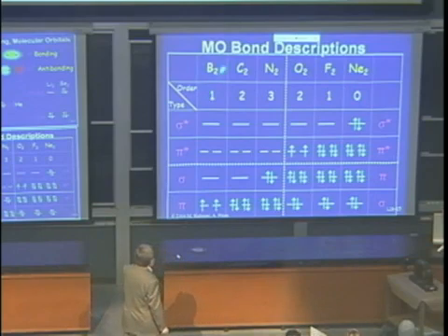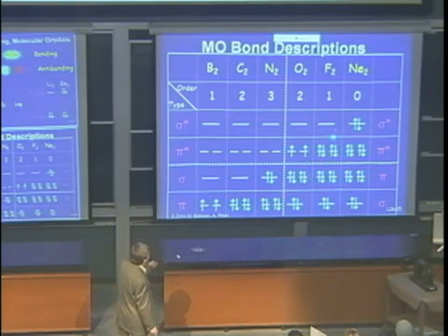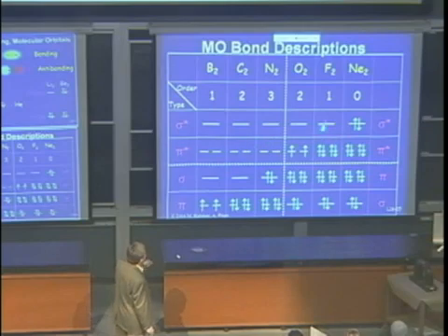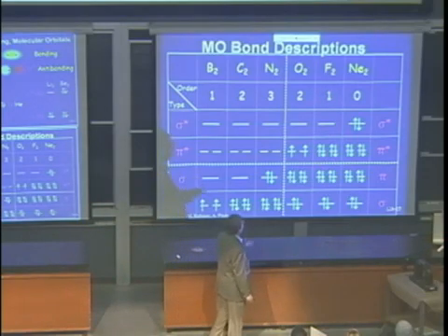Fluorine has 1, 2, 3, 4, 5 p orbitals. So you fill them, 6 in the bonding and 4 in the antibonding pi. You first fill them, and then you go to the next one. So 6 minus 4 is 2, divided by 2 is 1, bond order 1.